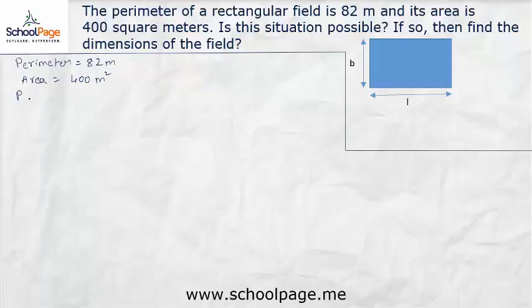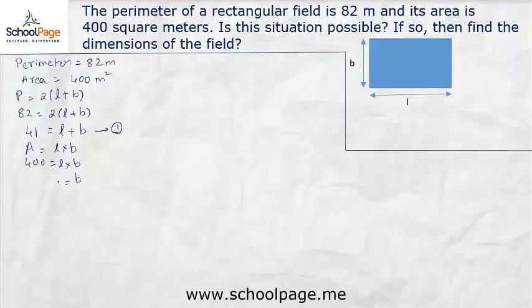Now we know that the perimeter of a rectangle is given by 2 into (L plus B). That means 82 is equal to 2 into (L plus B). That means we can simplify this and write L plus B as equal to 41. Let us mark this as equation 1. Area is given to us as 400 and area of a rectangular field is equal to L into B. That means 400 equal to L into B, or we can say B as equal to 400 divided by L.